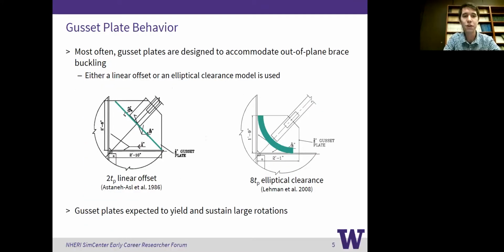While this brace is buckling, we have to design the gusset plate to accommodate that behavior. You either get to design a fully restrained gusset plate, or, what's more common, you design a gusset plate that is allowed to rotate. We achieve this with either a linear offset like we see on the left here, or an elliptical clearance as you see on the right. These allow the gusset plates to yield and sustain those really large rotations as the brace buckles out of plane.